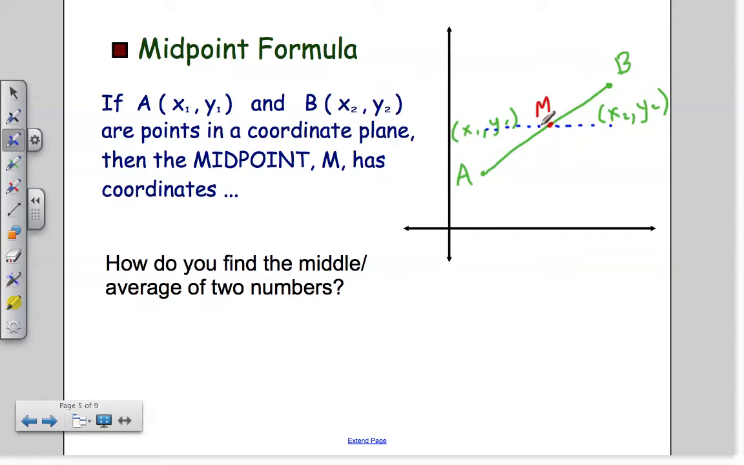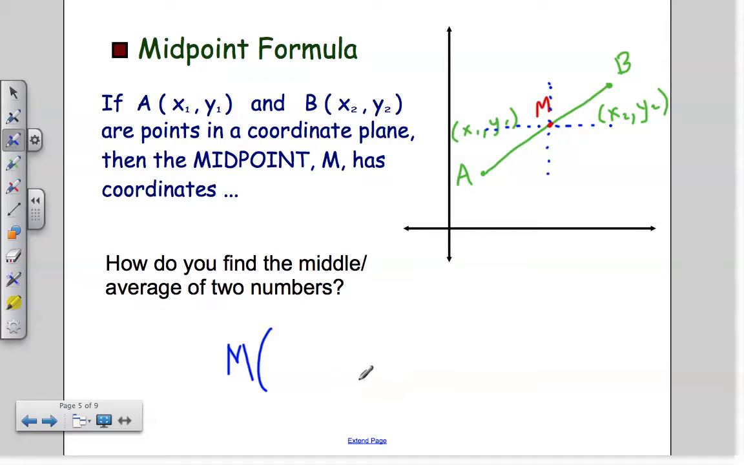And isn't the y going to be exactly in the middle of, well, y goes up and down, right? This is how high up point B went. This is how low point A went. Shouldn't it be exactly in the middle, up and down as well? So the real question is, how do you find the middle or the average of two numbers? Because the midpoint is just a new point.